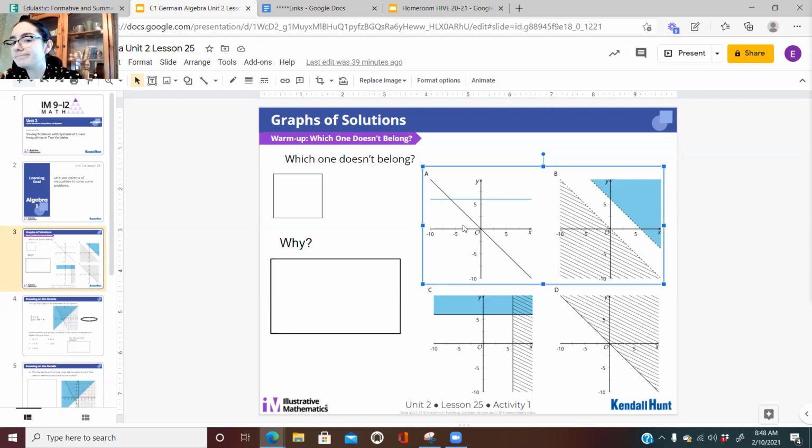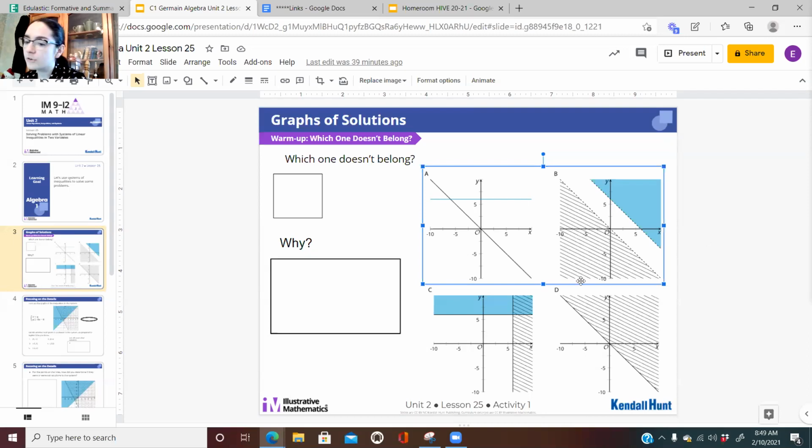What do we think? Nice job, Ian. Ian said that it would be an equation, and I would have to agree, because when we have an inequality, we have to shade some regions, right? And because there's no shading on A, we can make that inference that we're dealing with an equation there. Very good. Nice job on that one, Ian. That was sort of an extra question. Nice job on that one.